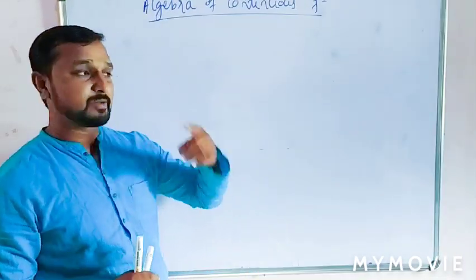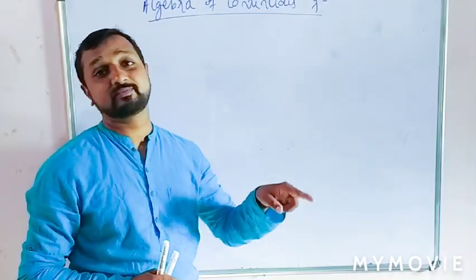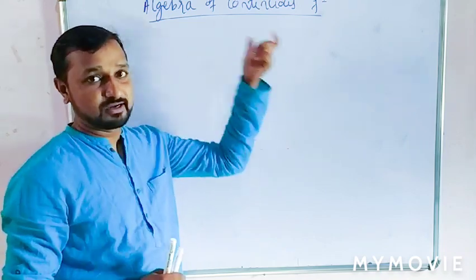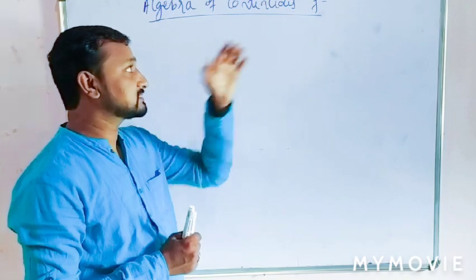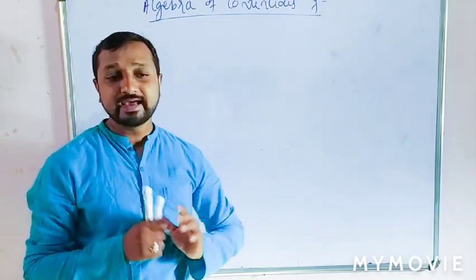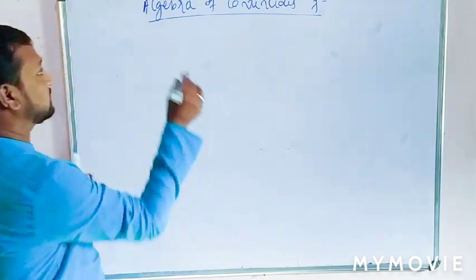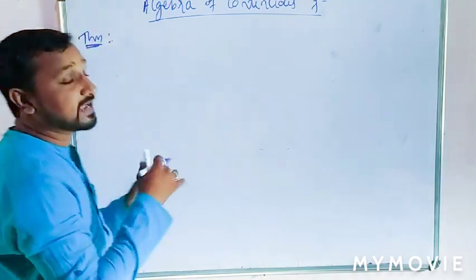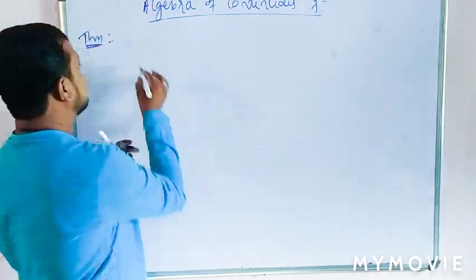That is, the limit of f of x plus g of x is equal to the limit of f of x plus the limit of g of x, and the same holds for the difference of two limits, the multiplication of limits, and the division of limits. I can write this as a theorem. Algebra is nothing but taking two functions, one is f, another one is g.